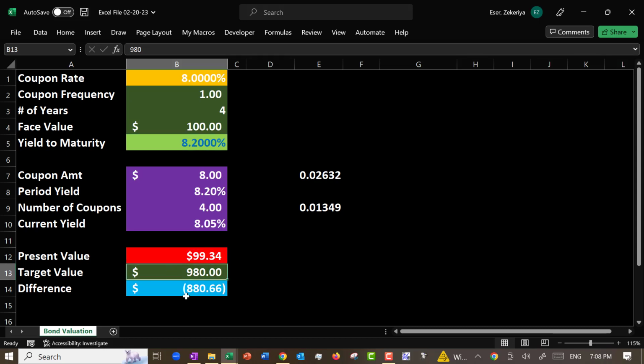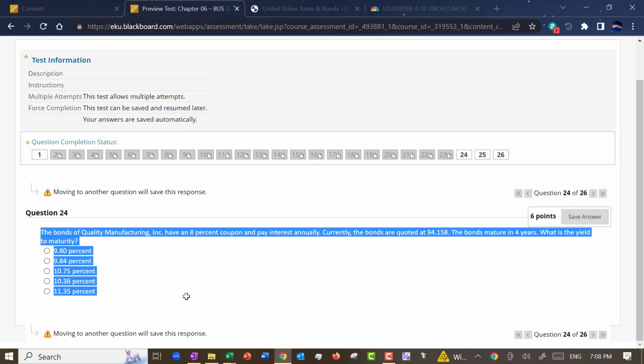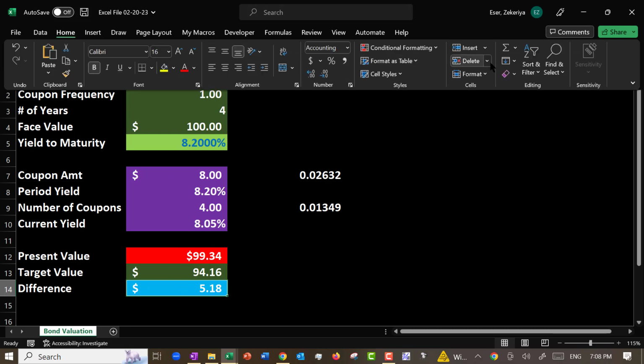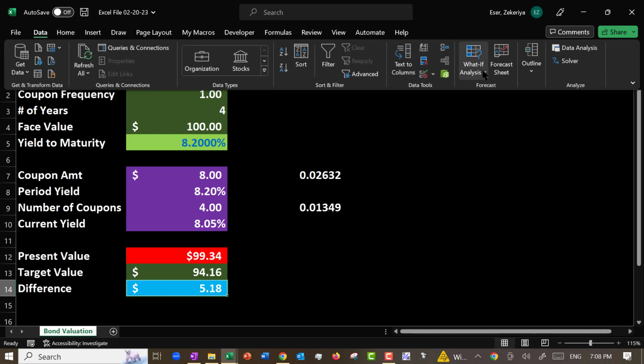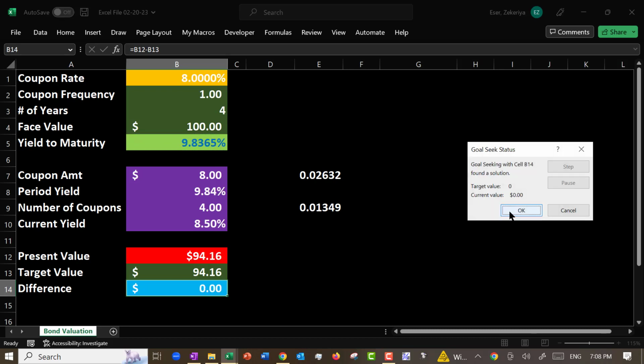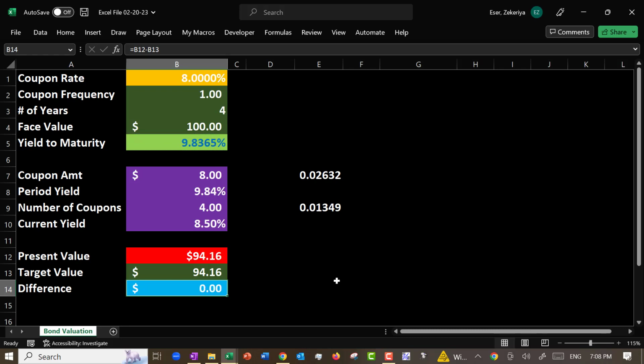Make the difference 0 by changing what you don't know. That's it. Or alternatively, I like doing this 1000. This is going to be 941.58. Either way, that's my yield to maturity.